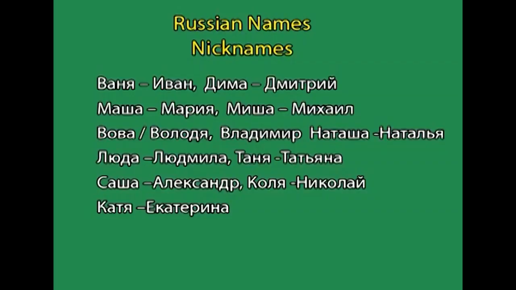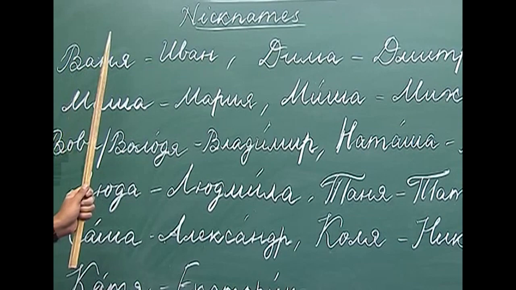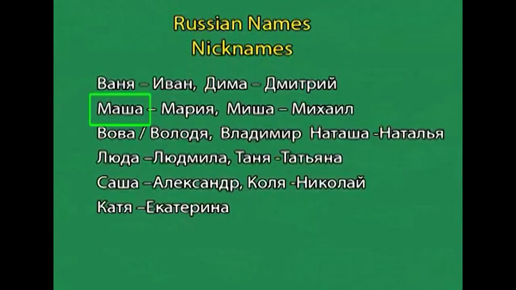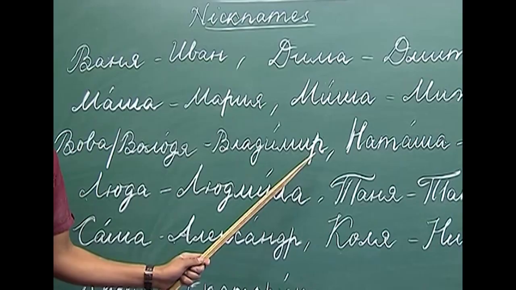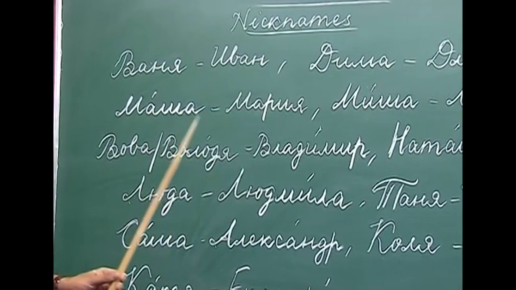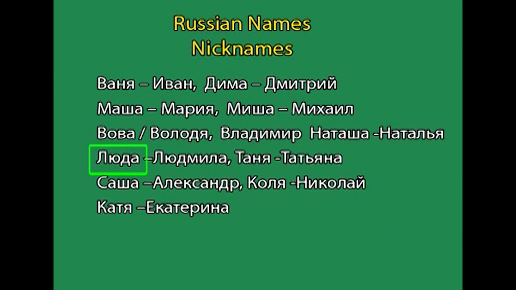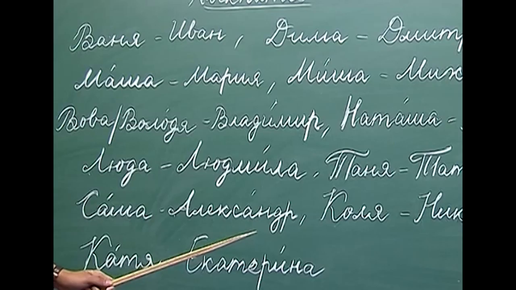I have written here the diminutive forms or the nicknames first and then their corresponding first name. Vanya. Vanya corresponds to the first name Ivan. Masha, Maria. Vova or Volodya. These are the nicknames for Vladimir. So, if the first name is Vladimir, you can address that person in an informal context as Vova or Volodya. Lyuda. Lyuda corresponds to the first name Lyudmila. Lyudmila is a feminine name. Sasha. Sasha corresponds to the masculine name Alexander, as we call it in English.